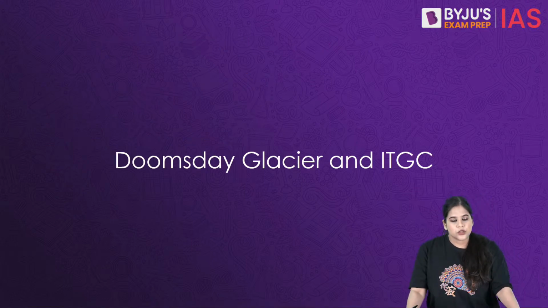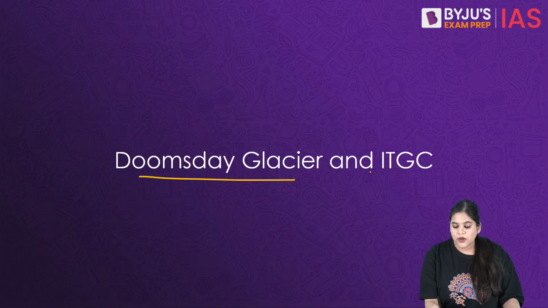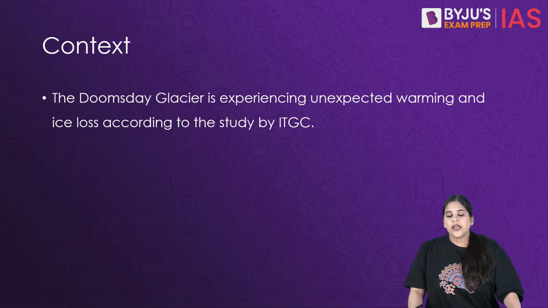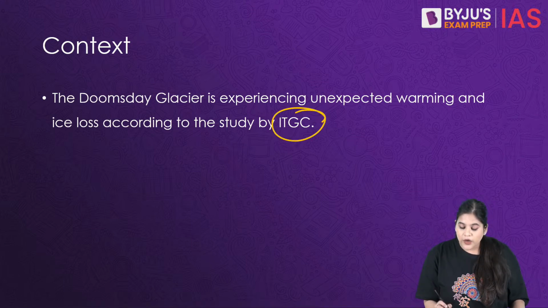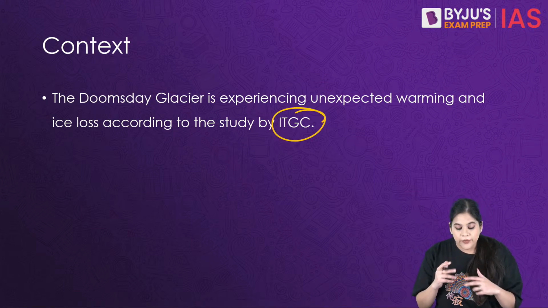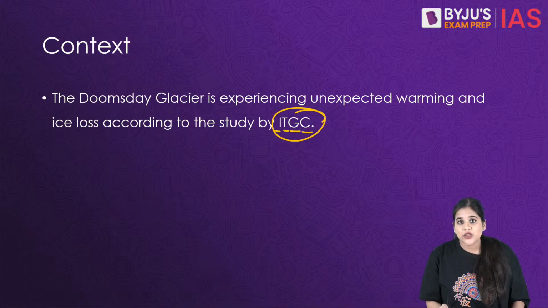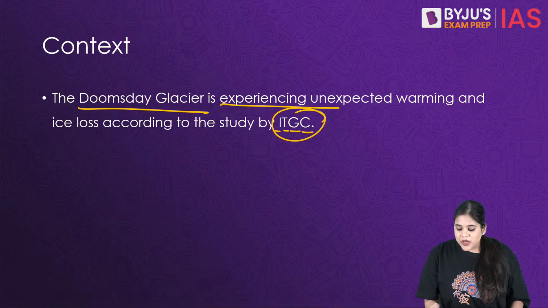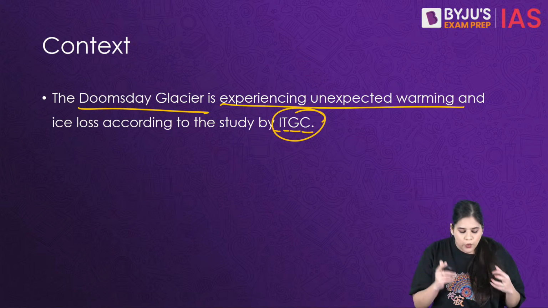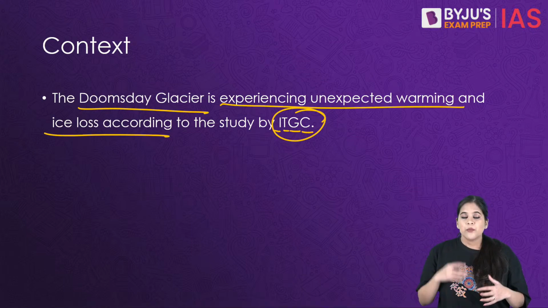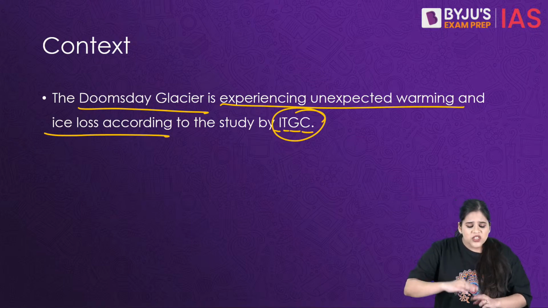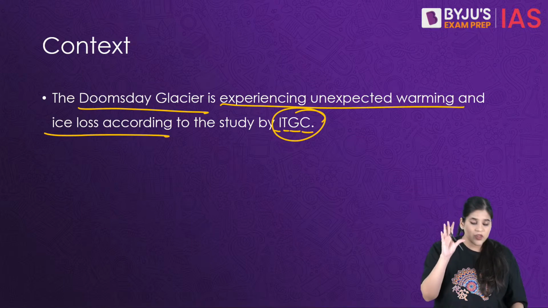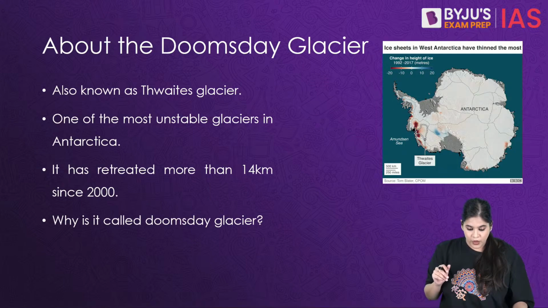Now we come to the third topic, the Doomsday Glacier and ITGC. According to the latest study by ITGC, the International Thwaites Glacier Collaboration, the Doomsday Glacier is experiencing unexpected warming and ice loss because of global warming. This very beautifully connects with our first topic, so pay attention to it.